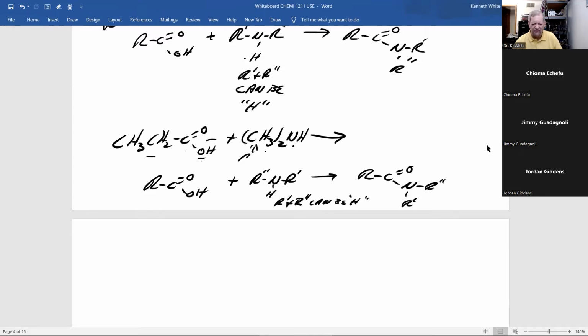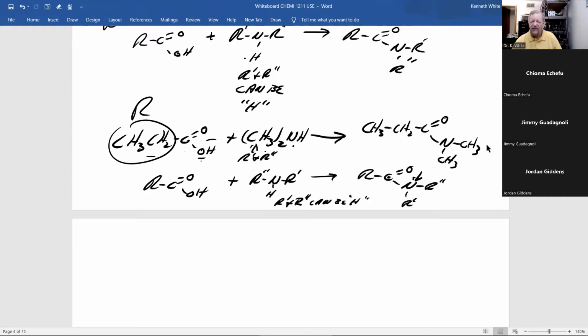And these are R prime and R double prime. This is R. What's attached to the carbonyl carbon stays attached. You've heard that before. My R group, carbonyl, right here. Then I have this nitrogen right here. And what are my R groups? Methyl. Now you can write it that way, or you can write it this way. Because both groups are the same, I can do it that way on nitrogen. And that's the product you get.